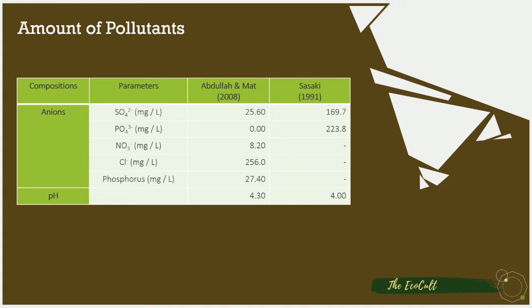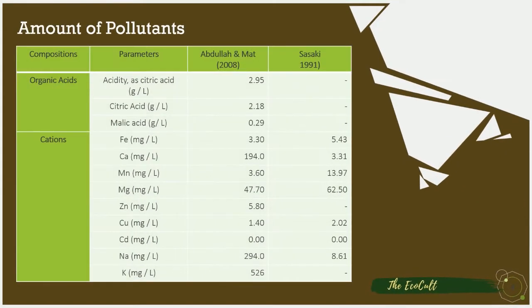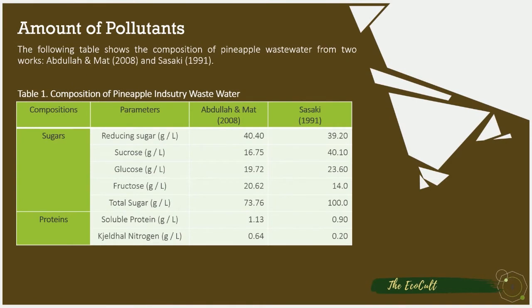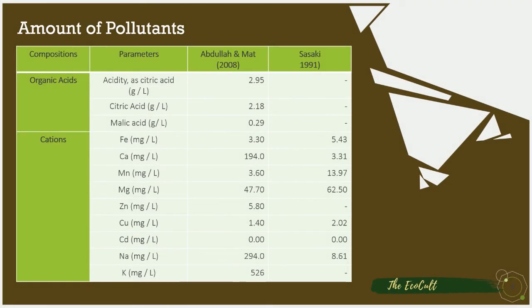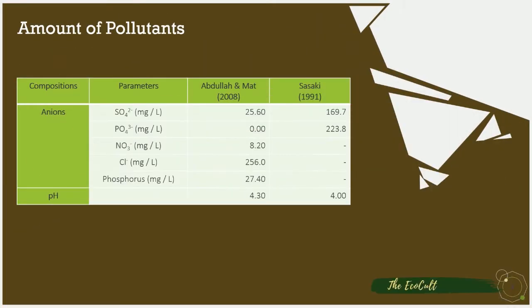Here's the table showing the composition of pineapple industry wastewater. The table is divided into the different composition of different groups. First, we have sugars. Second are the proteins, which are measured in terms of soluble protein and Kjeldahl nitrogen. Third are the organic acids, which are mainly composed of citric acid and malic acid. Fourth are the cations, in which there are high levels of sodium, magnesium, manganese, and calcium. Fifth are the anions, in which chloride ion and phosphate are the highest amounts depending on the research study. Lastly, there's the pH, which shows that the wastewater is acidic.